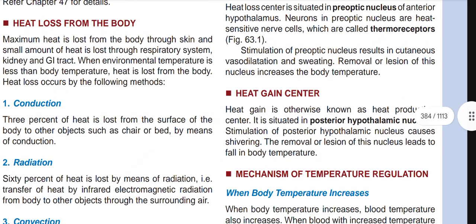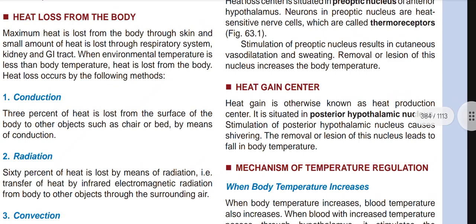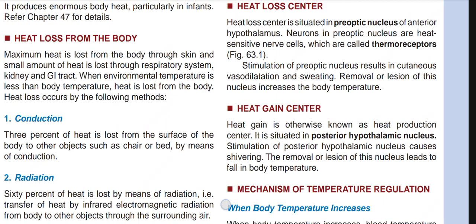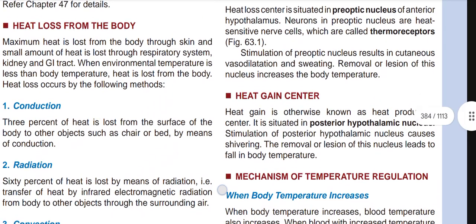So by the mechanisms of sweating and cutaneous vasodilation, heat is decreased, and removal or lesion of this nucleus increases the body temperature. If in some patient or case we find that the preoptic nucleus in the anterior hypothalamus is removed, then the body's heat control, especially the body cooling mechanism, does not work properly. Then what happens? This will further increase the body temperature.